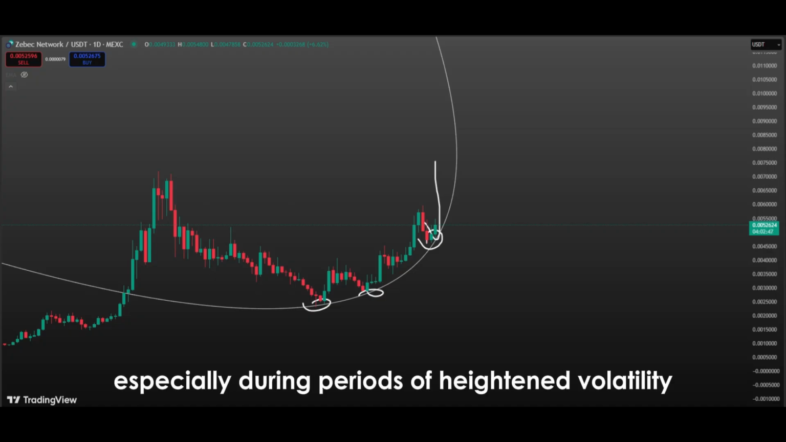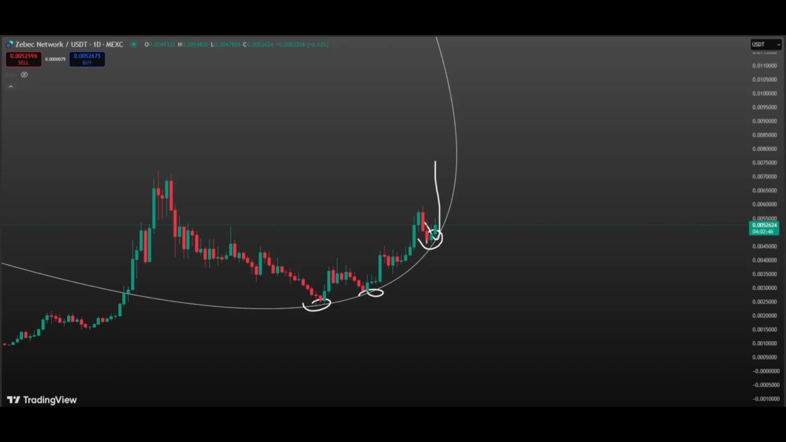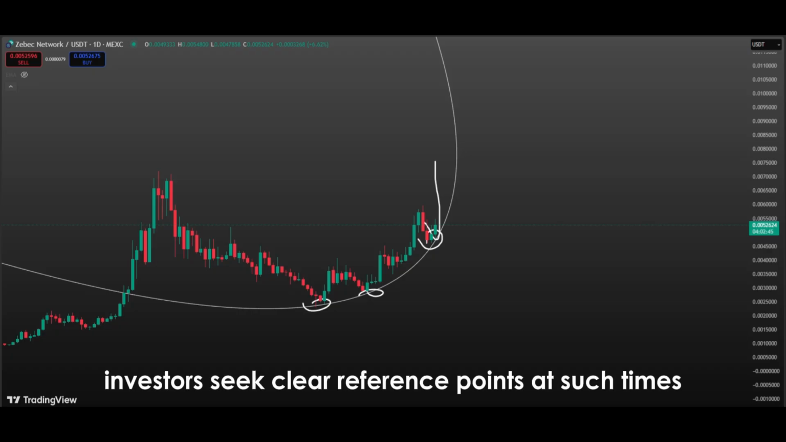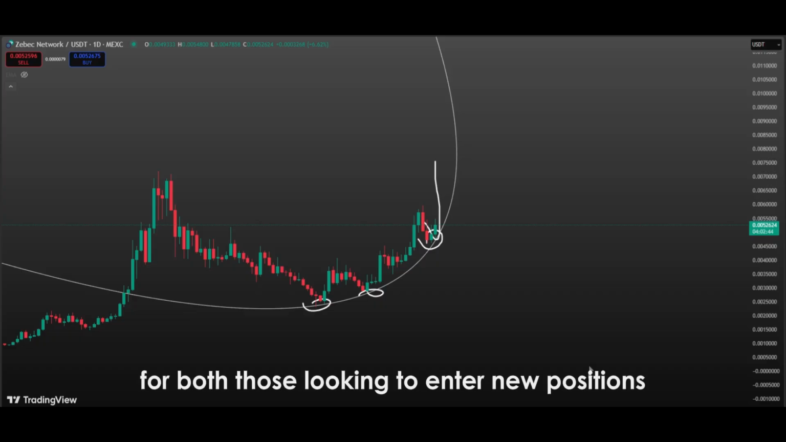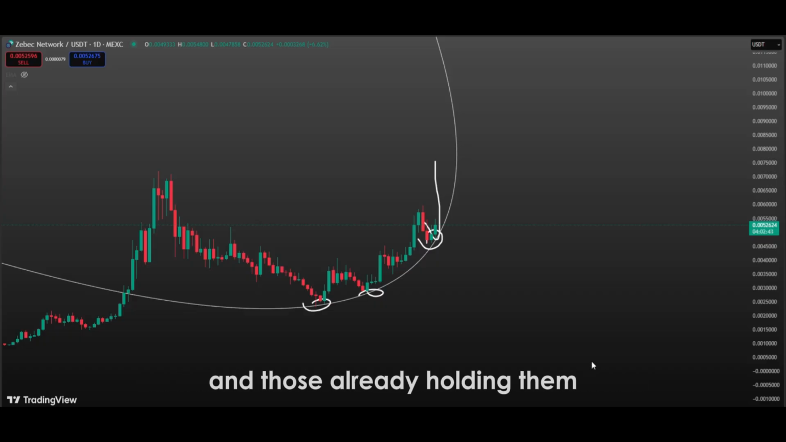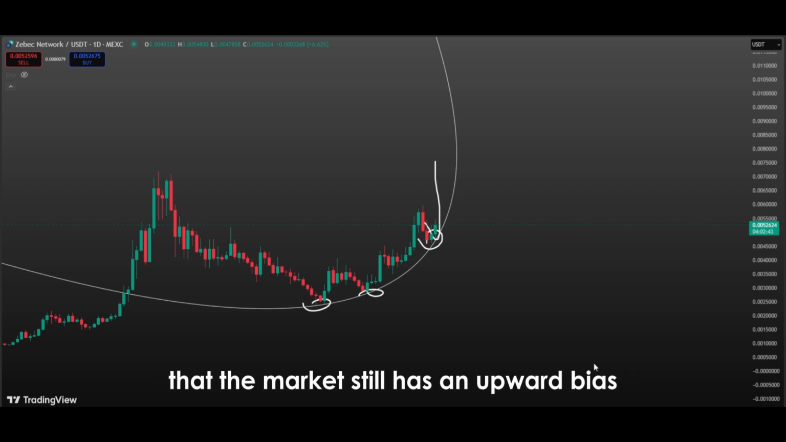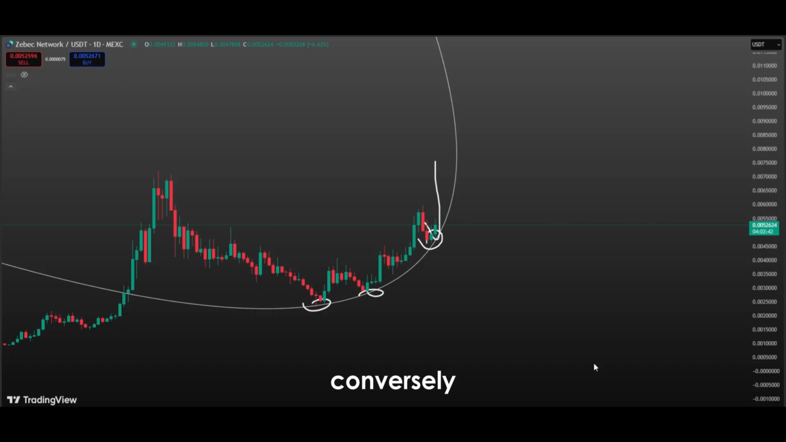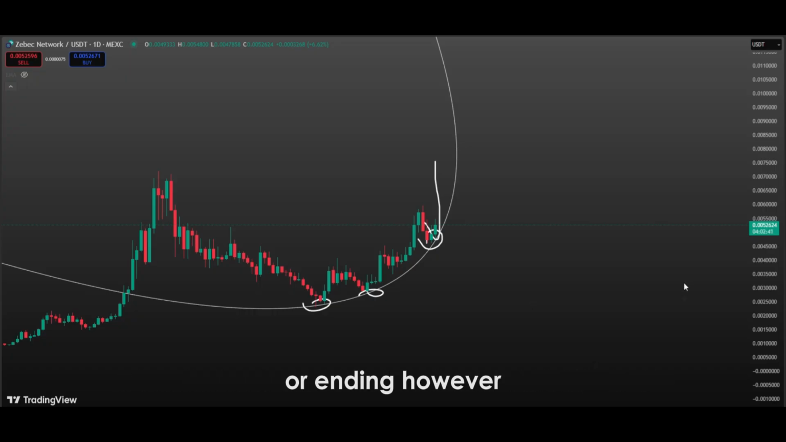Especially during periods of heightened volatility, the curve's support becomes even more critical for investors. When the market is filled with uncertainty, investors seek clear reference points. At such times, curve support provides a level where, even if the price declines, the probability of a recovery is high. This is a crucial zone for both those looking to enter new positions and those already holding them. Holding above the curve is a key indicator that the market still has an upward bias. Conversely, a breakdown below the curve could technically indicate that the trend is weakening or ending.